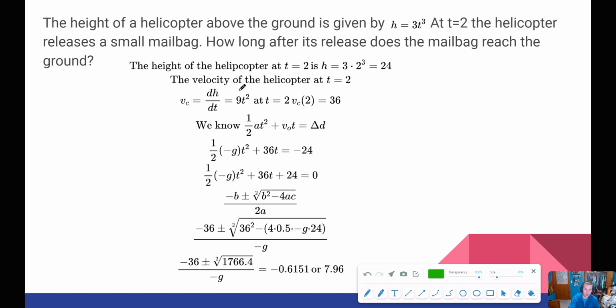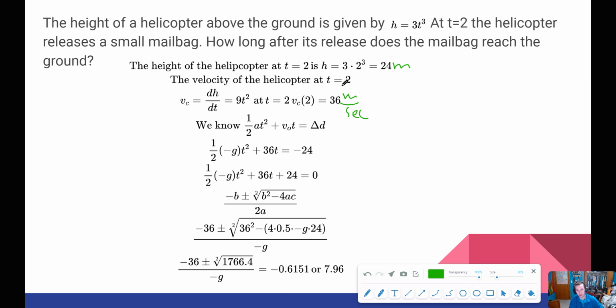So, first thing we need to do is figure out what the height of the helicopter is, right? At t equals 2, that is 24 meters. The other thing we need to know is the velocity of the helicopter at t equals 2. So we take the velocity of the chopper, dh/dt, which is 9t squared. And at t equals 2, that is 36 meters per second.